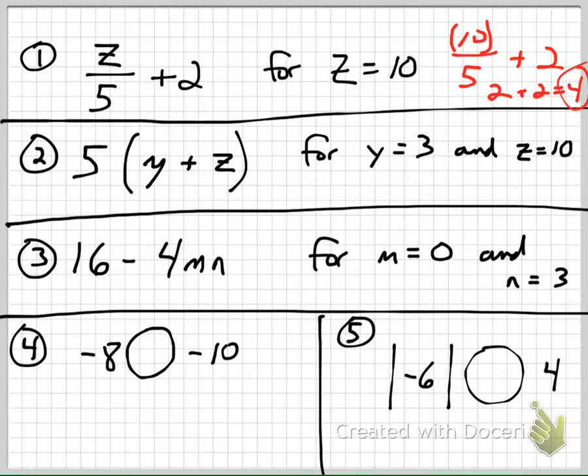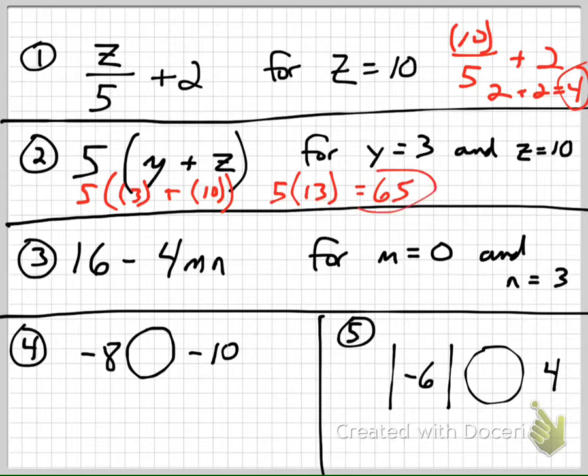Okay, it's dot or a slash. Number 2. Let's plug it in parentheses. So I have 5 times, what's y equal to? 3 in parentheses, 3 plus, what's z equal to? 10. What do I do next? Do I do 5 times 3? No, why? Order of operations, I look for parentheses. I have 3 plus 10. What's 3 plus 10? 13. So I have 5 times 13, which is 65. The answer to number 2 is 65.